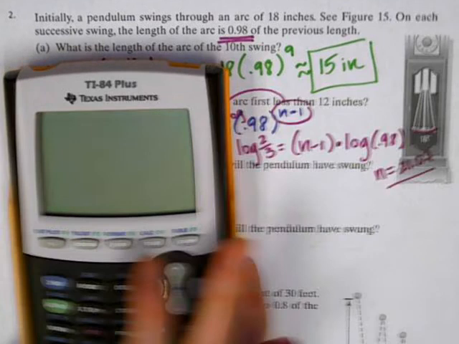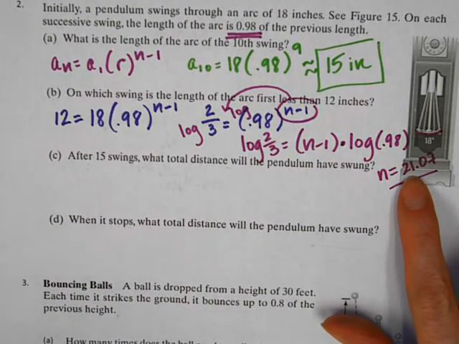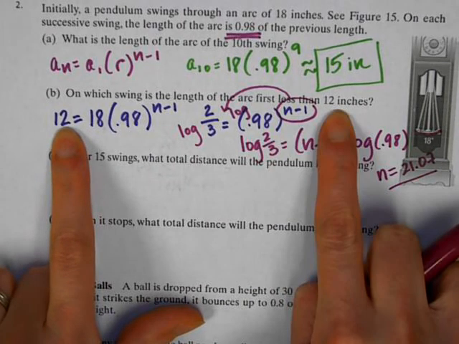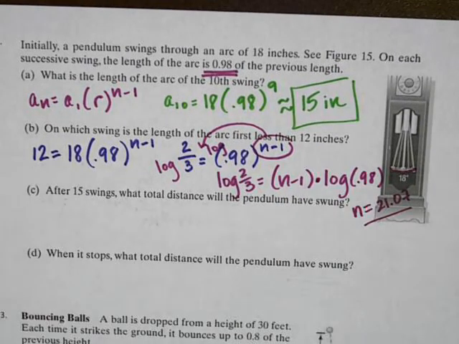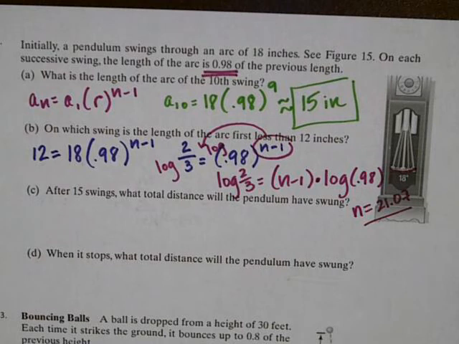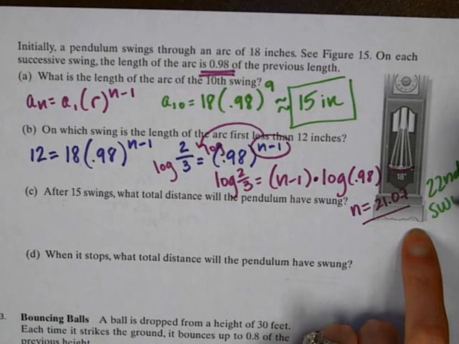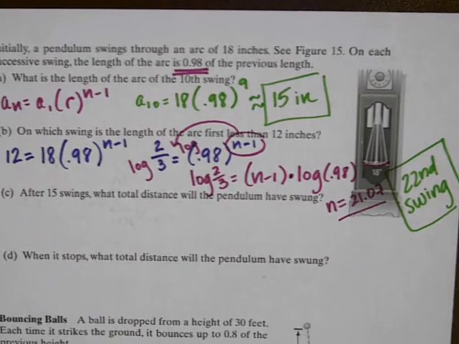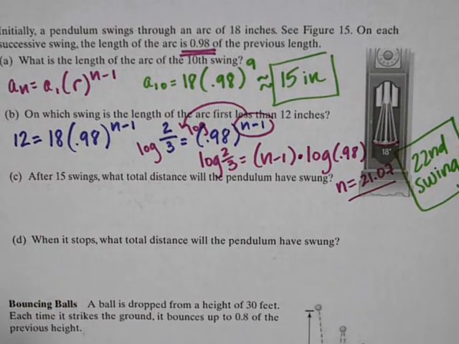But that means that somewhere after the 21st swing, you hit 12 inches. We want less than 12. So that means that we're going to have to round up to the next swing to actually get less than 12. So final answer would actually be on the 22nd swing. That's when we would fall below 12 inches. Not below, less than 12.